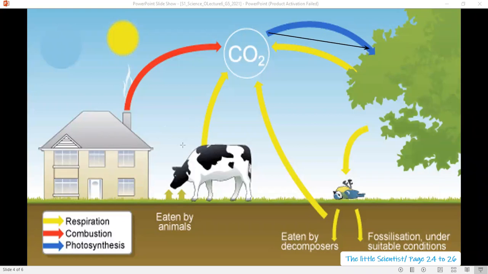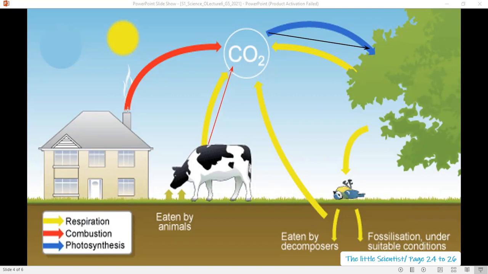sugar and release oxygen. The oxygen will be taken by the animals, by the plants, by the people, and they will breathe it. They will breathe the oxygen and they will release carbon dioxide.